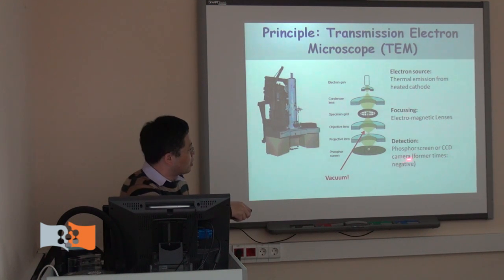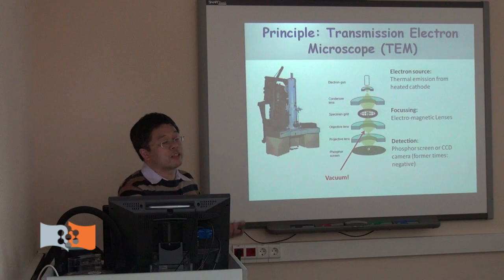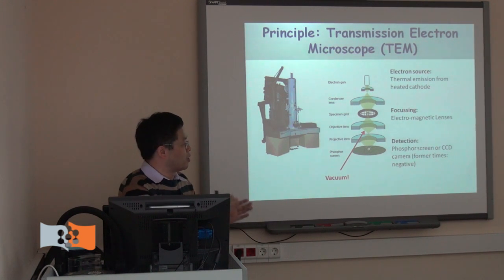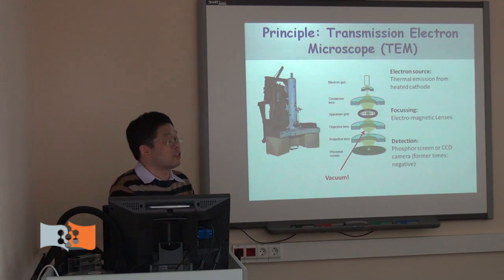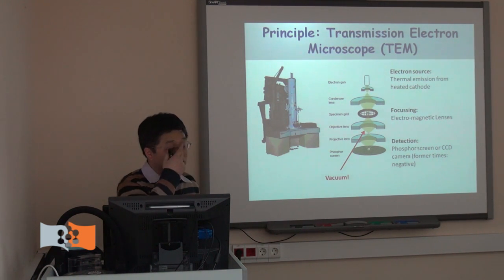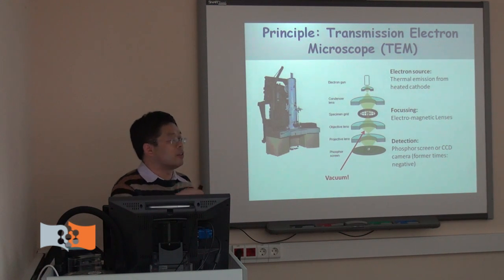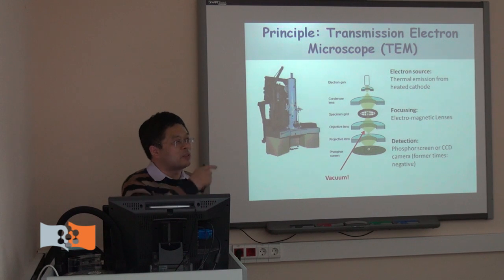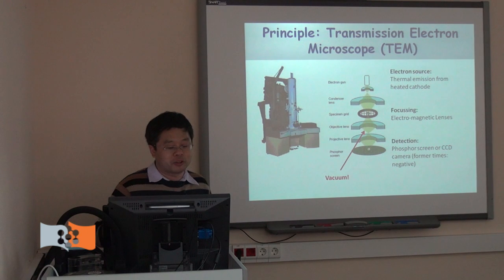For example, previously we just used negative films, and we had to develop and scan them to digitalize them. It was very time consuming. Now we have a CCD, which is a digital camera. Recently, especially this year, there is a new device we call a direct electron detector that can count individual electrons. About 2 weeks ago, there was a breakthrough in the EM field. I will show this later.